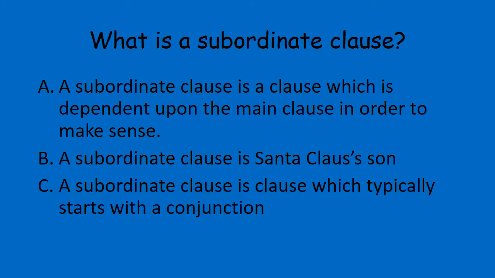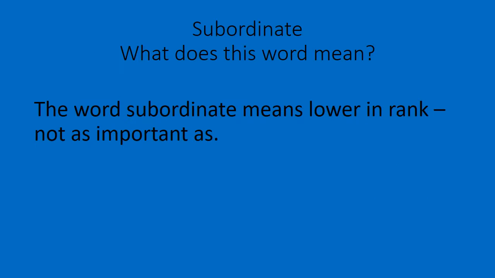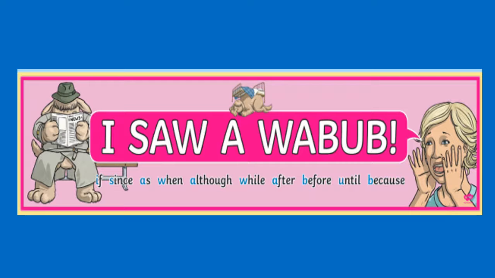If you guessed A and C, you are correct. A subordinate clause is a clause which is dependent upon the main clause in order to make sense, and it typically starts with a conjunction. But what does the word subordinate mean? Well, it means lower in rank or not as important as. We have a little mnemonic here which we can use to help us recognize a subordinate conjunction. Subordinate conjunctions usually start a subordinate clause.